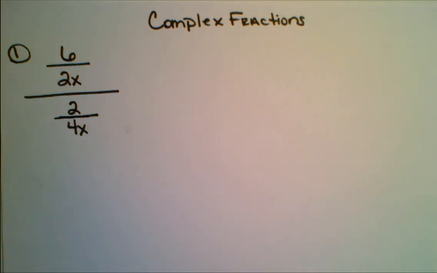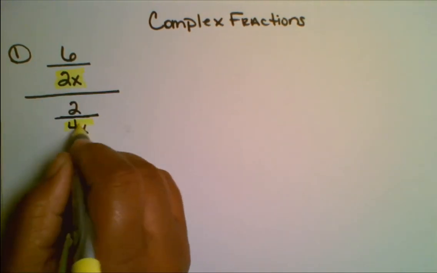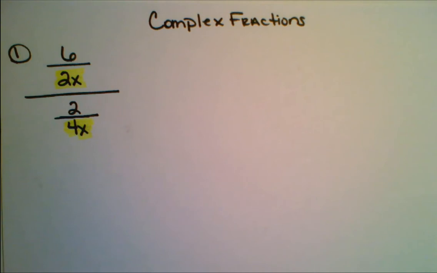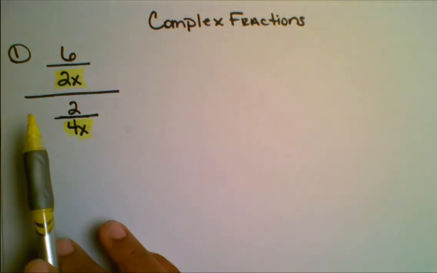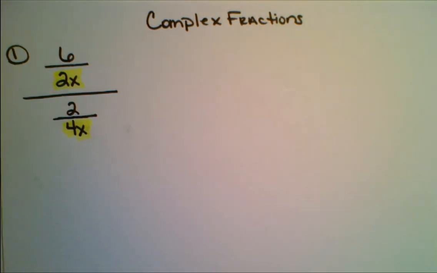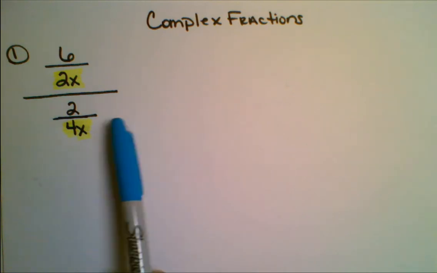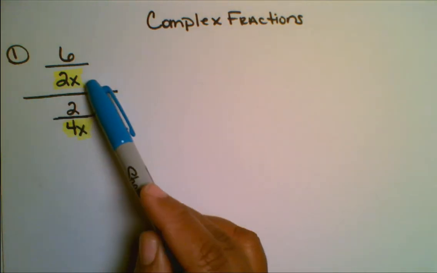So our goal is, of course, to simplify, but we want to eliminate the denominators that are in the numerator and denominator. What I have highlighted in yellow, that's what we want to get rid of. And how we're going to get rid of the denominators is first by finding the LCD. So for question 1, we have 6 over 2x all over 2 over 4x. So what we're going to do is find the LCD for the denominators that I have highlighted.